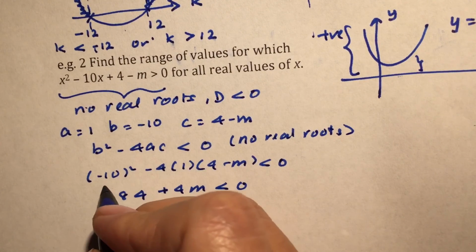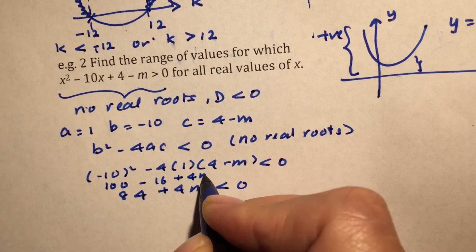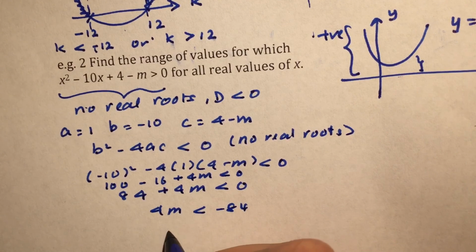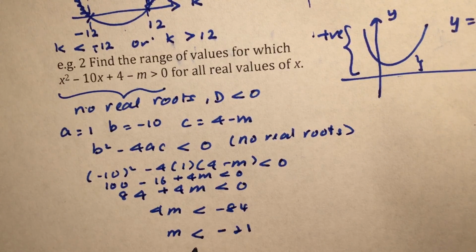Okay, I did it quite quickly. If not, then you can actually say it this way. And 4m is less than negative 84. And m is less than negative 21. I do not change the sign because I'm dividing by 4, not negative 4. Alright, so in this case here, this is the range of values for my m, for which this is always positive.